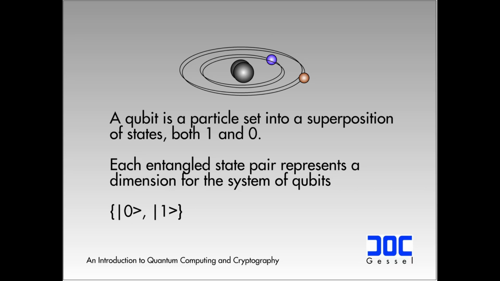So I just basically ran through this one ahead of time. But a qubit is a particle in a superposition of two states, 1 and 0. Each entangled state pair represents a dimension for the system of qubits.